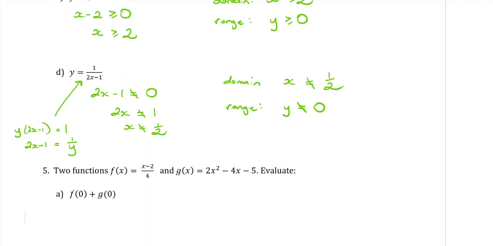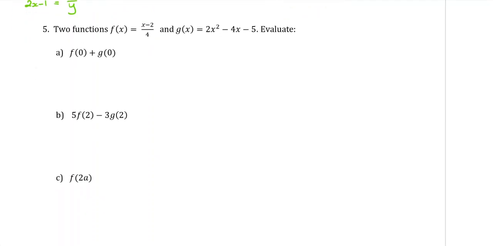Question 5, back to some function notation, some slightly harder types. I'm giving you two functions. The first one is f of x equals x minus 2 all over 4. And the second one, just so we identify it as a different function, we're calling it g of x, is equal to 2x squared minus 4x minus 5. Okay, so we are asked to find what f of 0 plus g of 0 is equal to.